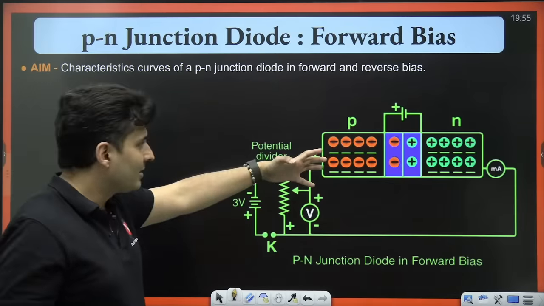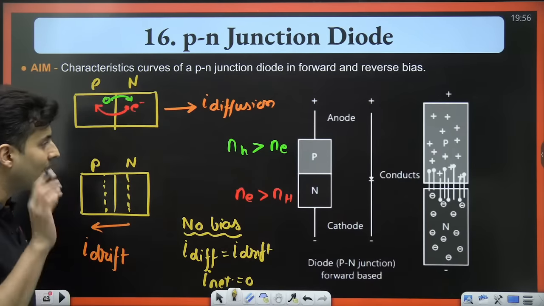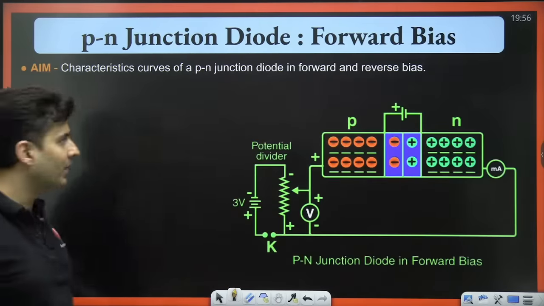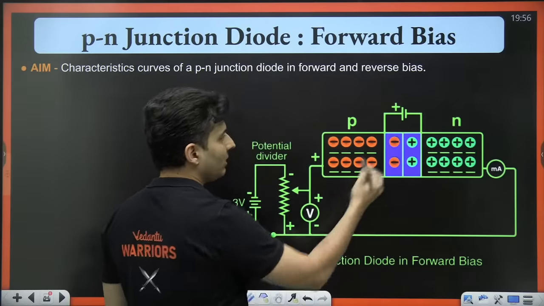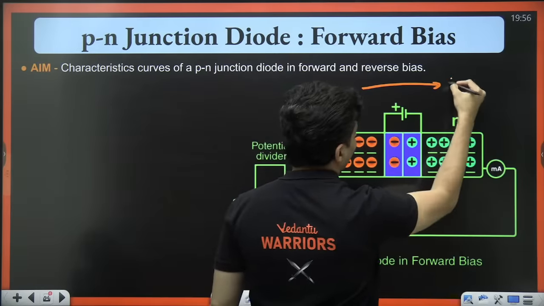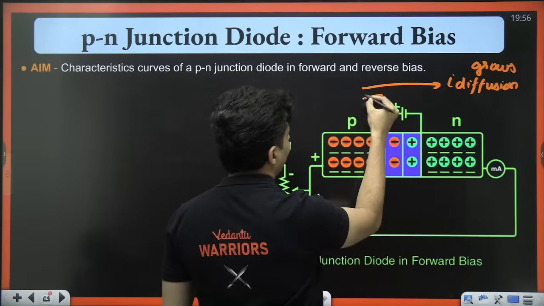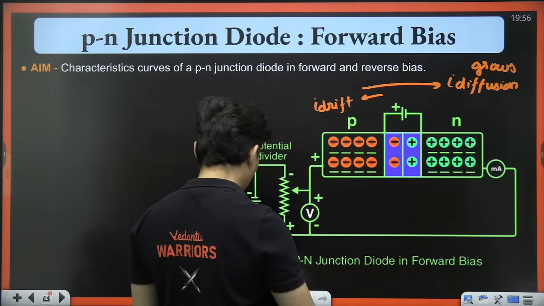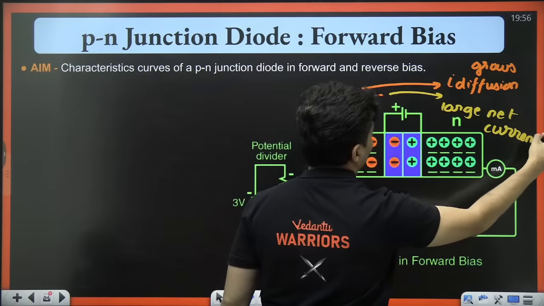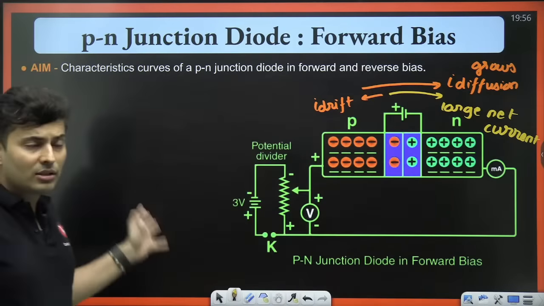So when you put it in forward bias, what happens? Forward bias means P is connected to positive and N to negative. Then the diffusion current is going to exceed the drift current. More current will go exactly in the direction of the bias. So the diffusion current grows, whereas the drift current stays as it is. Because of which there is a large net current in this direction. The diode now allows the current to flow, but it does not allow it immediately.